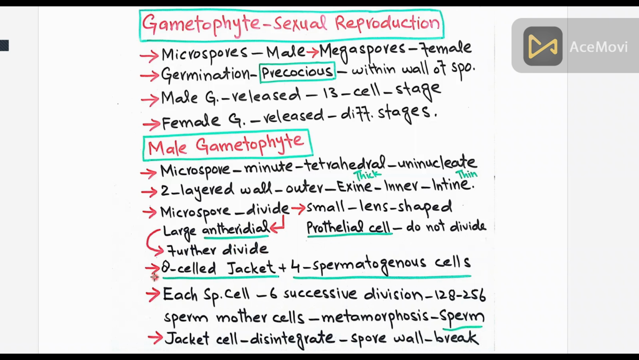This results in the formation of a sterile 8-celled jacket, enclosing 4 primary spermatogenous cells. Each spermatogenous cell undergoes 6 successive divisions to produce 128 to 256 sperm mother cells. Each sperm mother cell metamorphoses into a biflagellate male sperm. The jacket cells disintegrate and the spore wall breaks to release the male sperms.